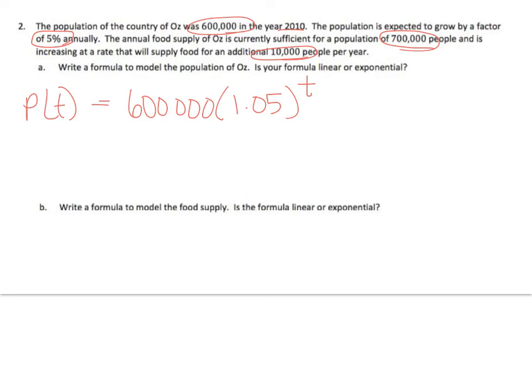Now the formula for food, that one's linear because we are adding 10,000 per year. The food supply will support 10,000 more people per year. So that one is going to be linear. So food as a function of time, I know I can support 700,000 people, and I can support 10,000 more each year. Okay? Equations are not easy to come up with, but I know you guys can do it because we keep practicing them.